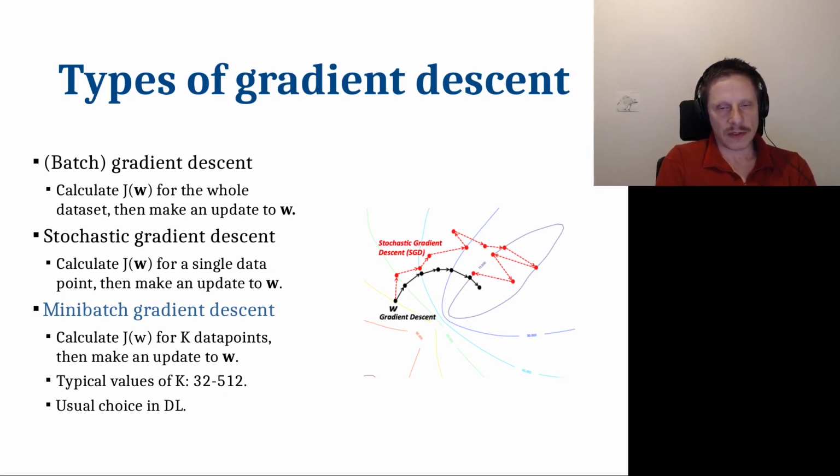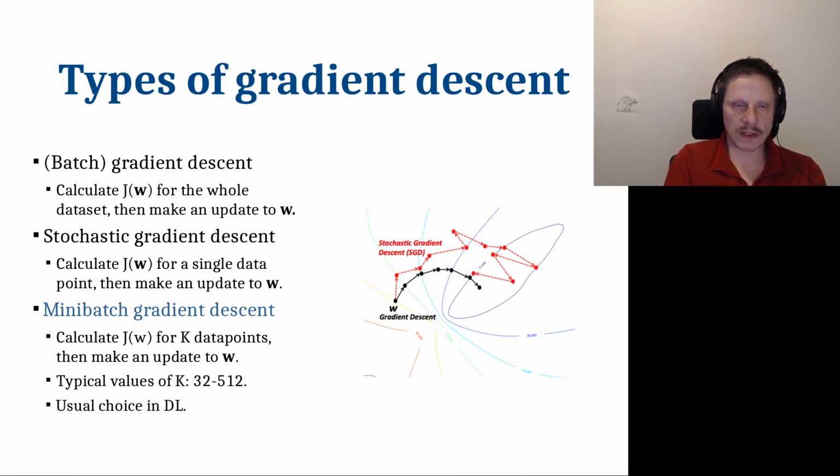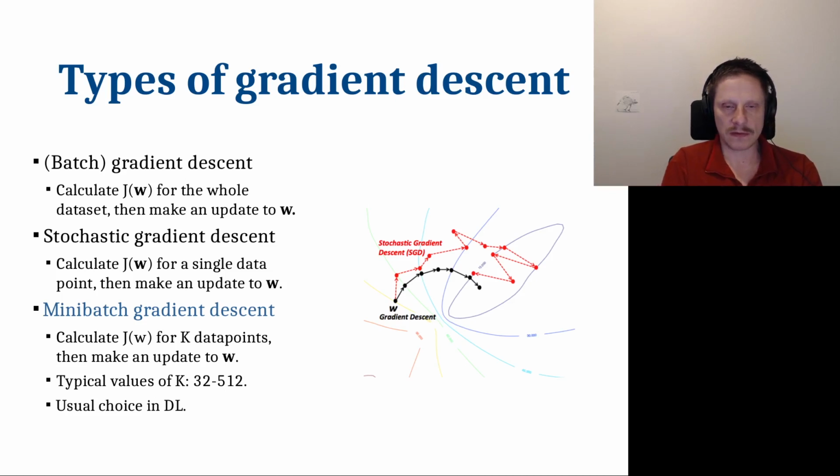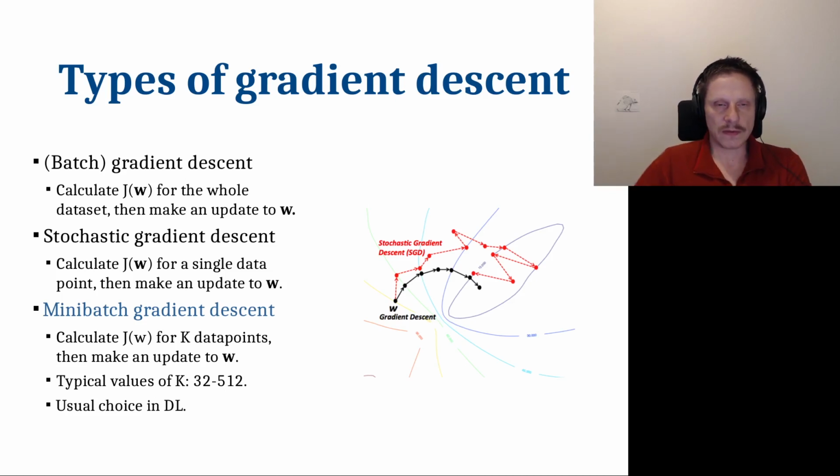One thing worth mentioning is that informally, when we refer to stochastic gradient descent, we actually mean mini-batch gradient descent. This terminology is not super strict, but keep in mind that there are these three different points on this spectrum.